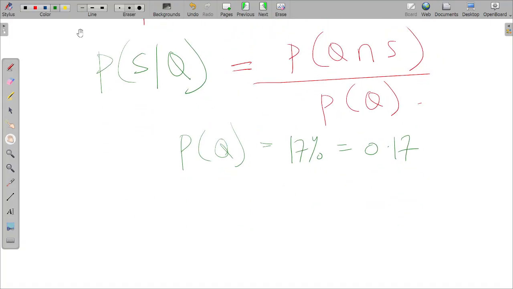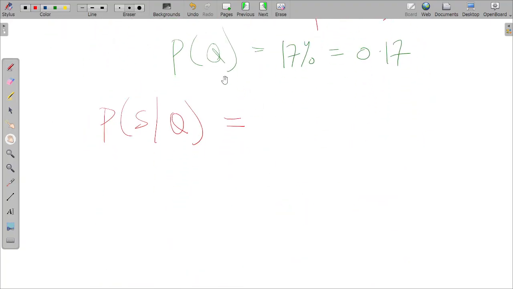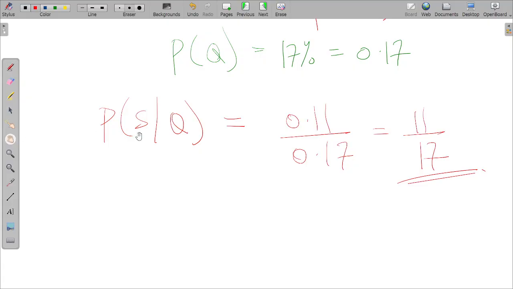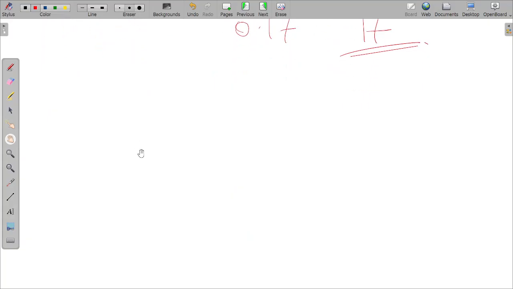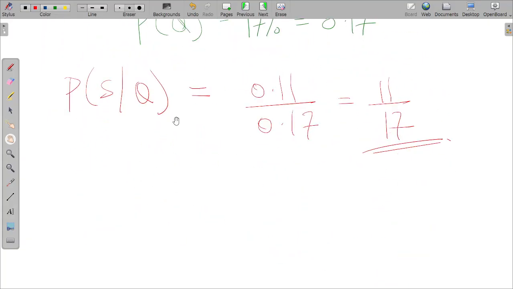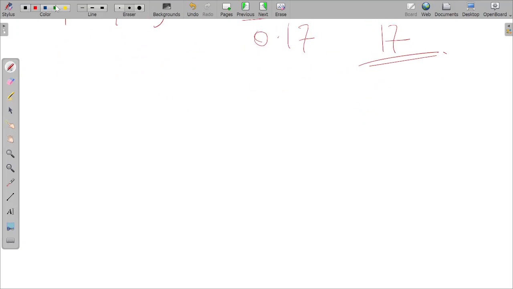Okay, now let's find the probability we are looking for. So probability of S given Q is now, this one is what we have before, 0.11 over 0.7. Okay, which is 11 over 70. Okay, please take note of how to get your conditional probability. It's very important to take note of how to get your conditional probability. Okay, all right.